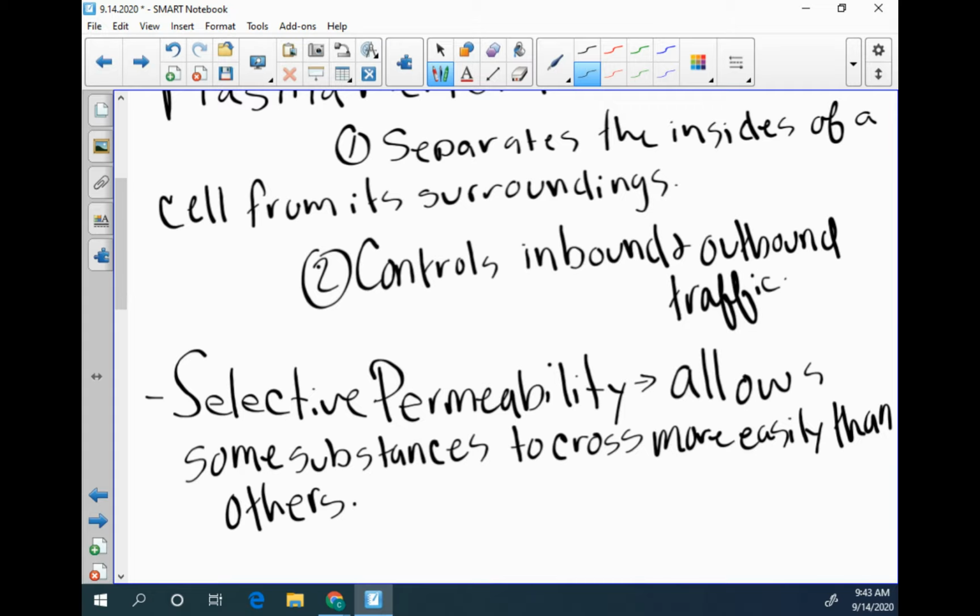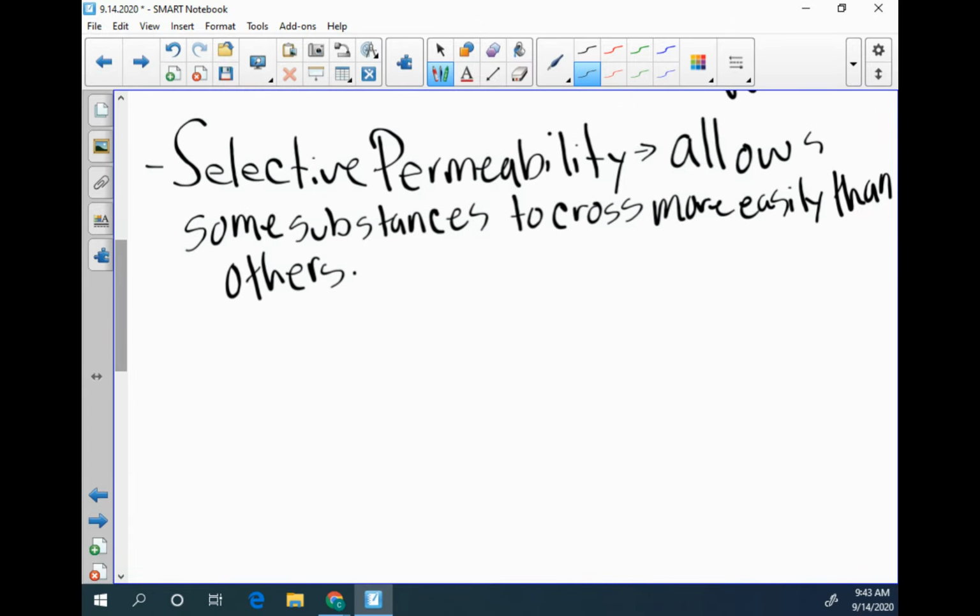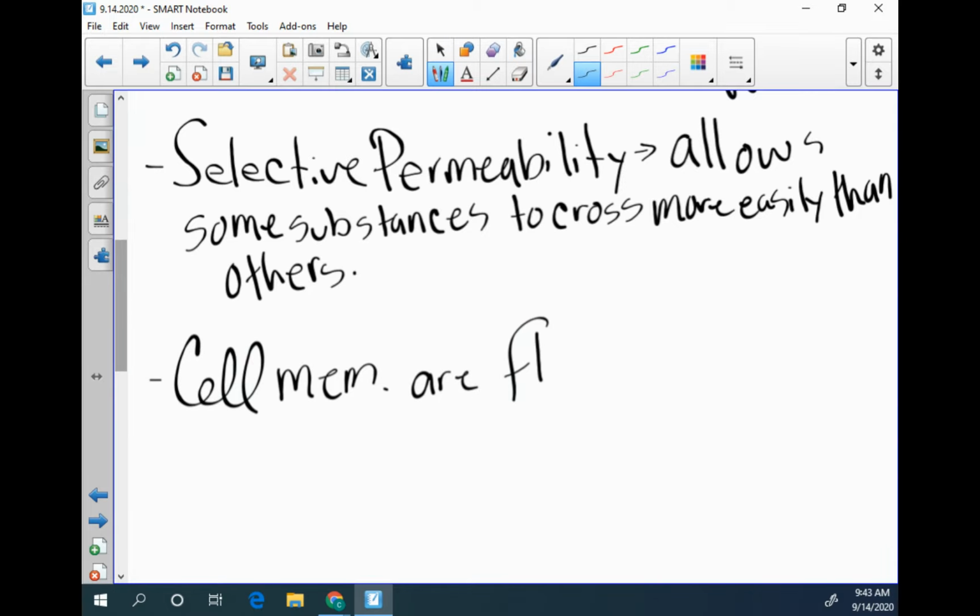And now we get into the actual fluid mosaic model. So, cell membranes are fluid mosaics of lipids and proteins.